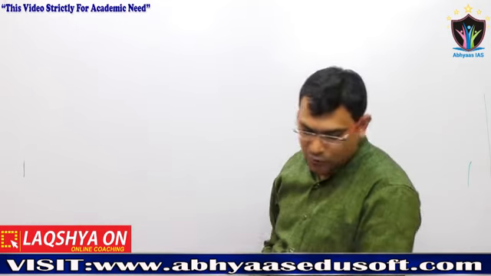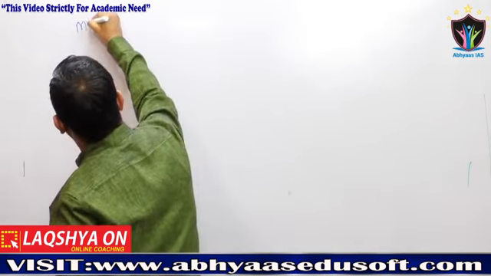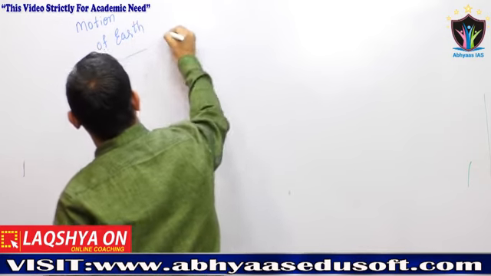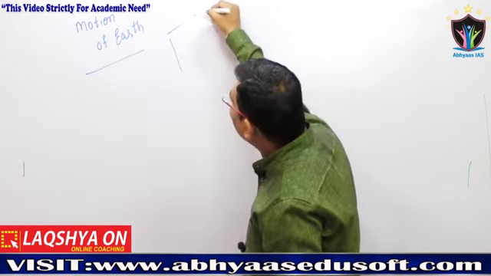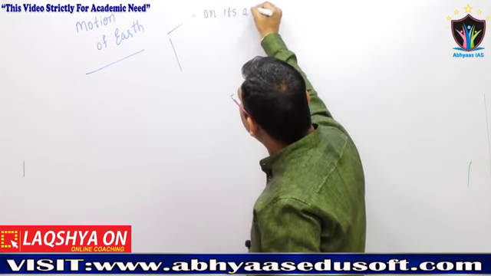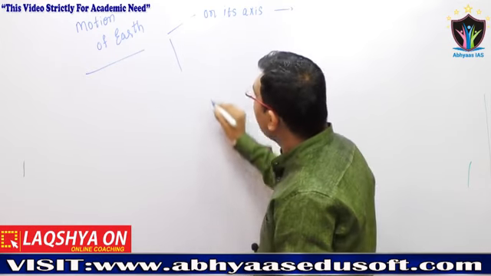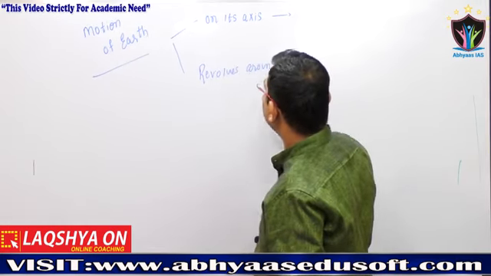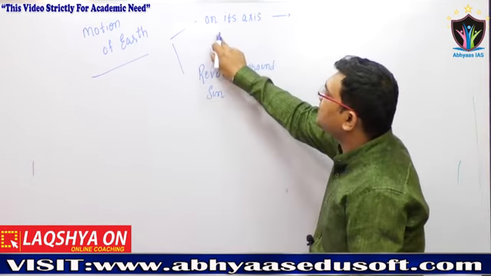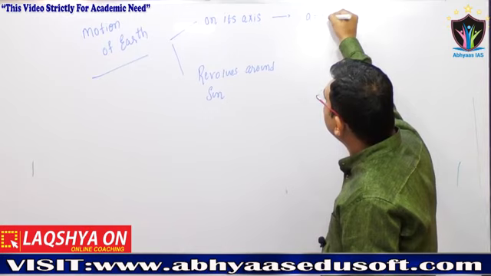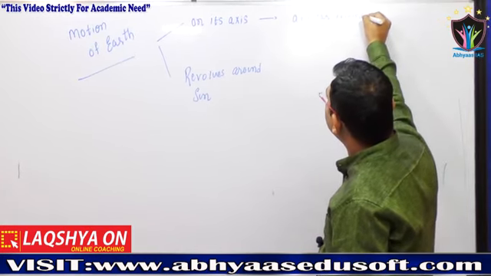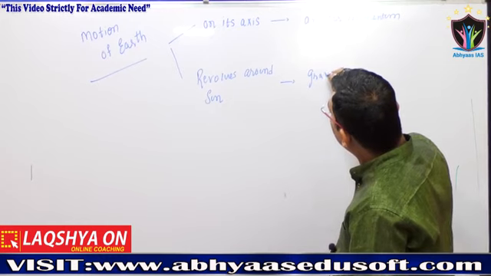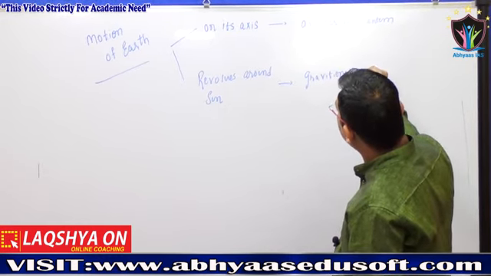Now let us see the motion of the Earth. Earth moves in two ways: it rotates on its axis, and it revolves around the Sun. We have seen why. On its axis because of angular momentum, and it revolves around the Sun because of the gravitational pull of the Sun.